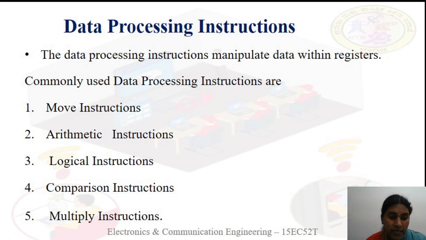Comparison instructions are used to compare or test a register's content with a given single 32-bit value, to check whether it is equal or not equal. That is done by the comparison instruction. Then multiply instructions are used to multiply two 32-bit values by using a MAC, multiply and accumulate unit. Using that MAC unit, you will be performing the multiply instructions.